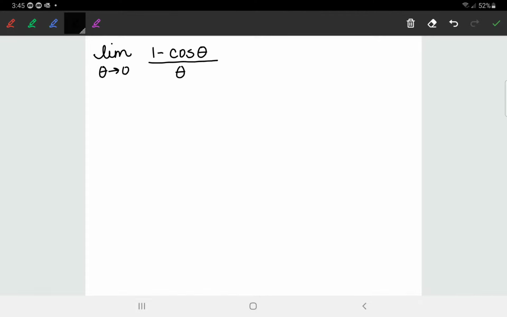Let's find the limit as theta approaches 0 of (1 minus the cosine of theta) divided by theta. Now, if we try a direct substitution, we're going to get (1 minus 1) over 0. This is 0 over 0, and that's not helpful. It's indeterminate. So we're going to have to do some algebraic manipulation.